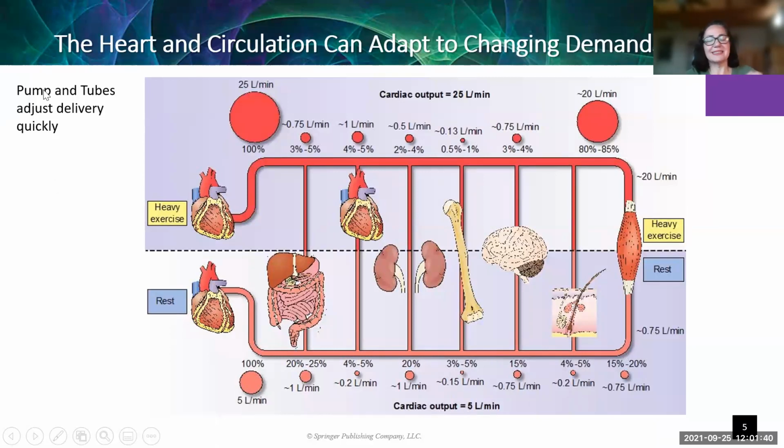So I'm going to use these very simplistic terms throughout just to remind you of those three things: the pumps, the tubes, and the liquid in the tubes. So here, what we're talking about is the pumps and the tubes. We can get responses very quickly in the pumps and the tubes. The liquid, the changing volume, takes longer to adjust. But within moments we can get these changes.